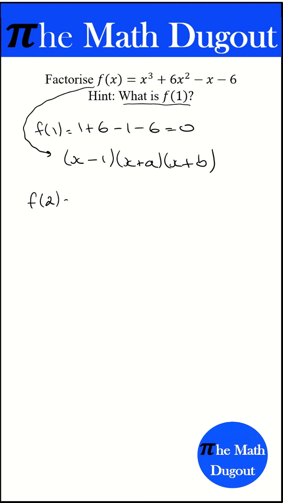Maybe I do f of 2. Okay, let's see where that gets me. So I get 8 plus 6 times 4 is 24. Take 2, take 6. And that's most definitely not going to be equal to 0. So I know that my x minus 2 wouldn't be a factor.